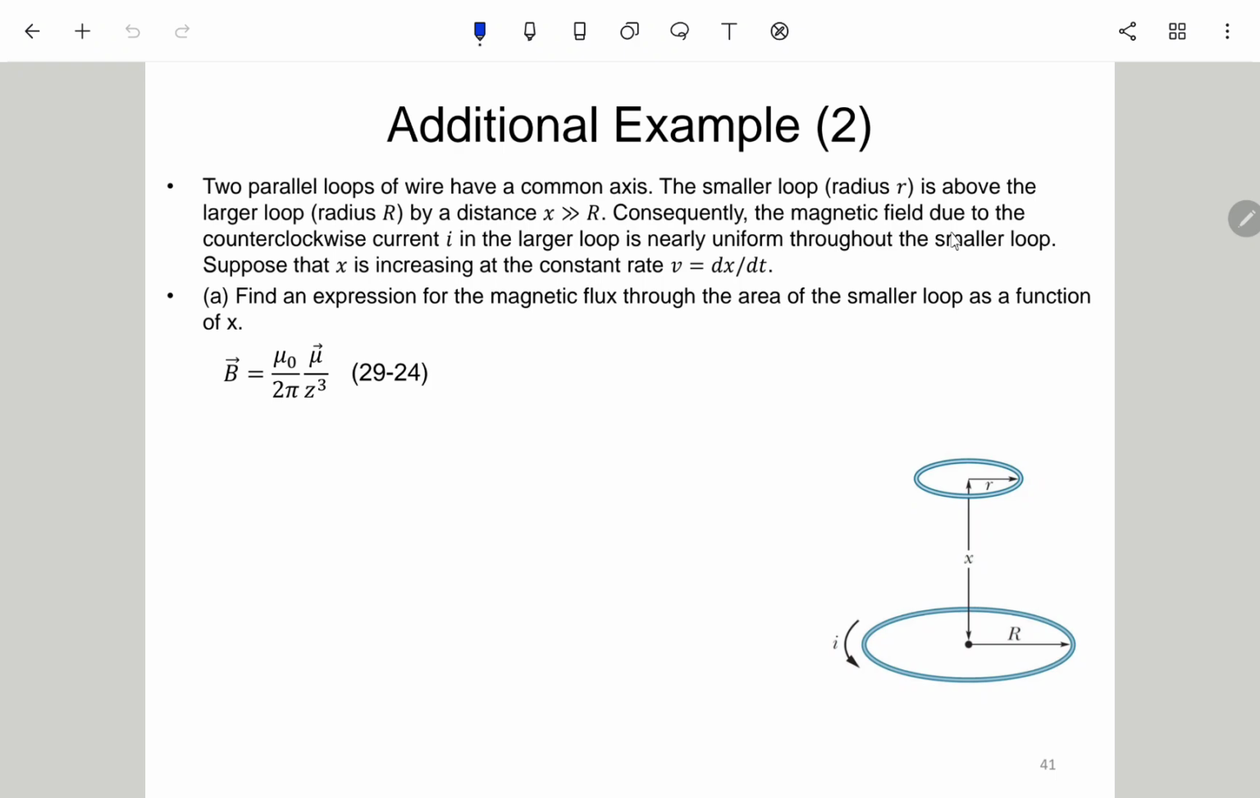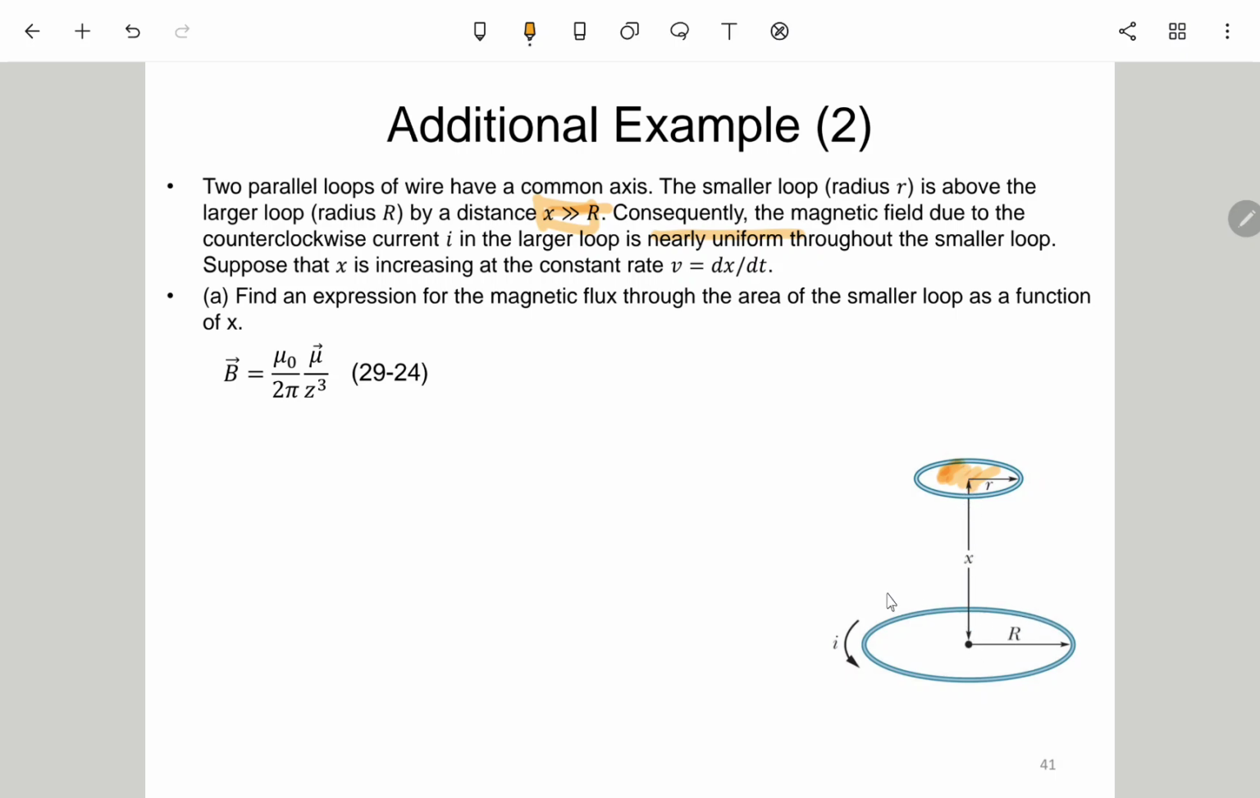And consequently, the B field due to the counterclockwise current I in the larger loop is nearly uniform through the smaller loop. So we also hope to satisfy this assumption, that x is much larger than capital R, so that the B field generated by this larger loop can be considered nearly uniform. And then finally, suppose that x is increasing. X is increasing means this distance is increasing.